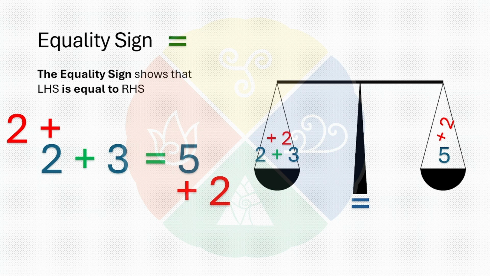So the equality sign means whatever is on the left should be the same as that on the right, and whatever operations you do on one side, you have to do the same thing on the other side. It doesn't matter what it is. So these are the rules of the equality sign.